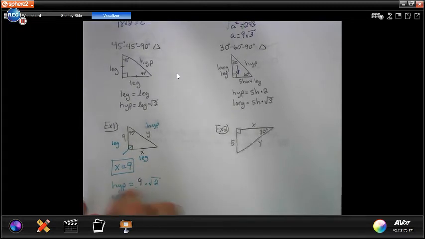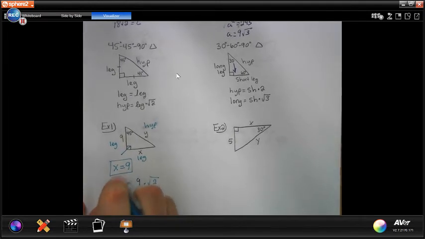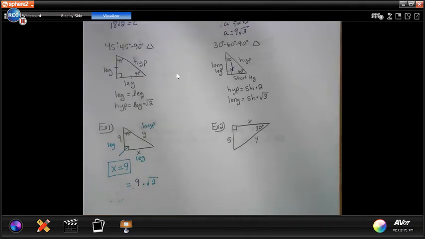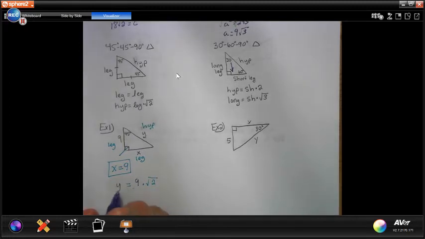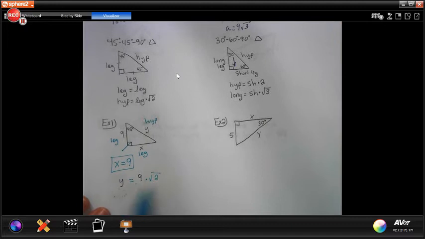Oh, hypotenuse is y, so I could just call it y rather than hypotenuse. So we plug in the y in the hypotenuse spot, equals leg is 9, times radical 2. And then we solve 9 times radical 2, so y equals 9 radical 2. We can't actually multiply them, so we write them basically next to each other.